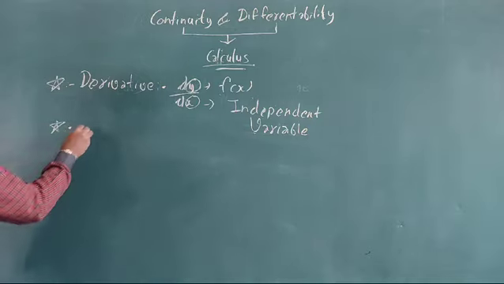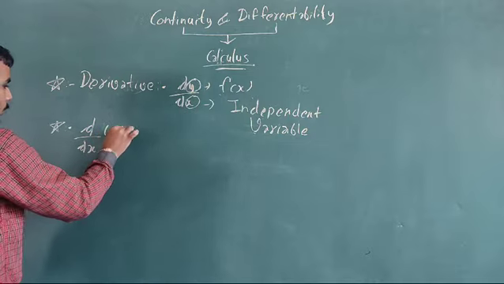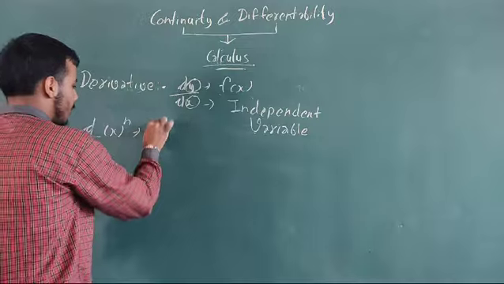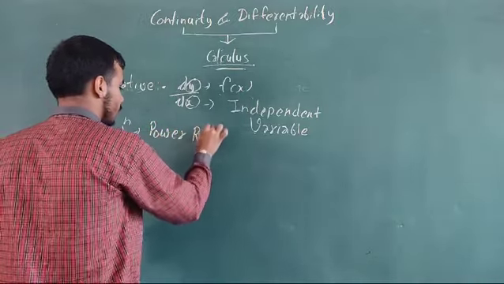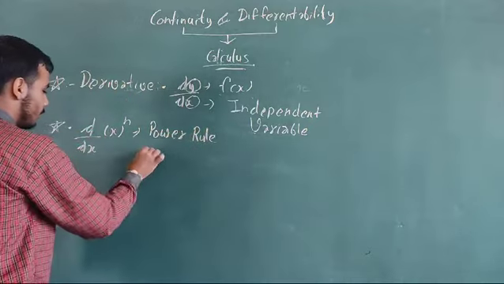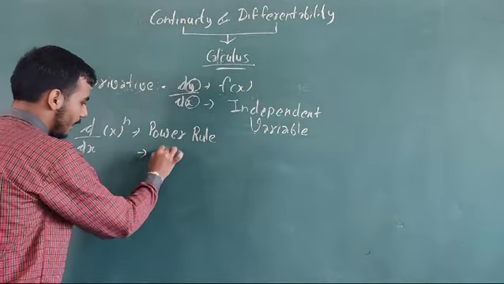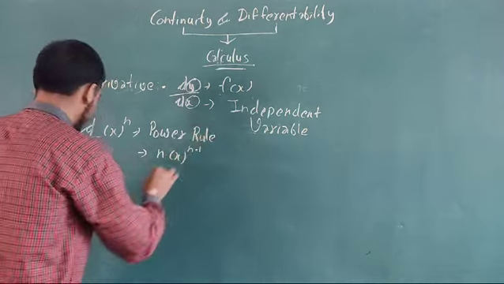First one will be the derivative of any function which has a power, so it is also known as the power rule. According to the power rule, the derivative of x raised to the power n will be n into x raised to the power n minus 1.